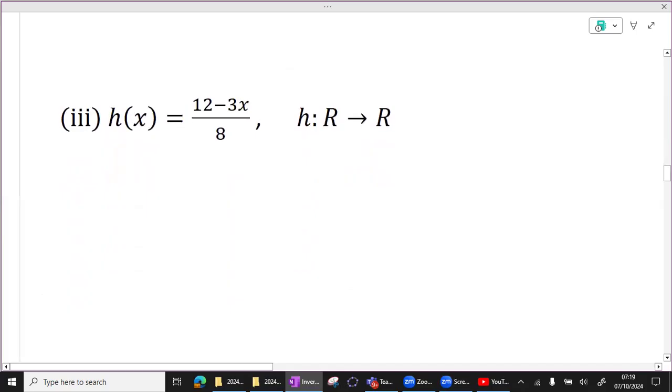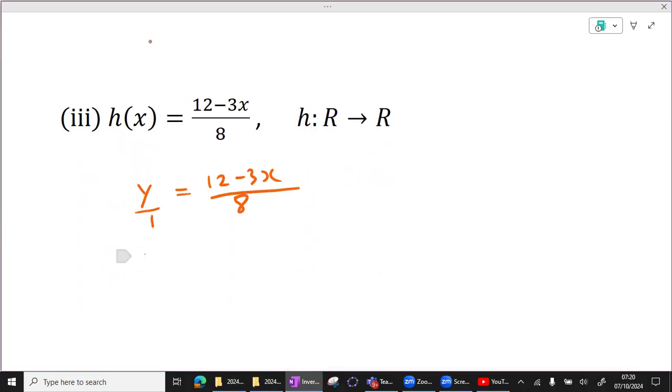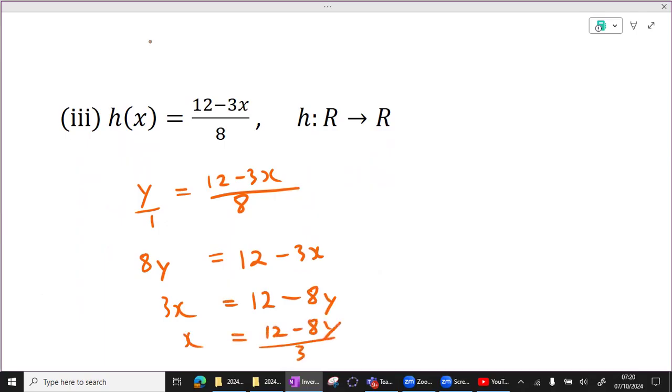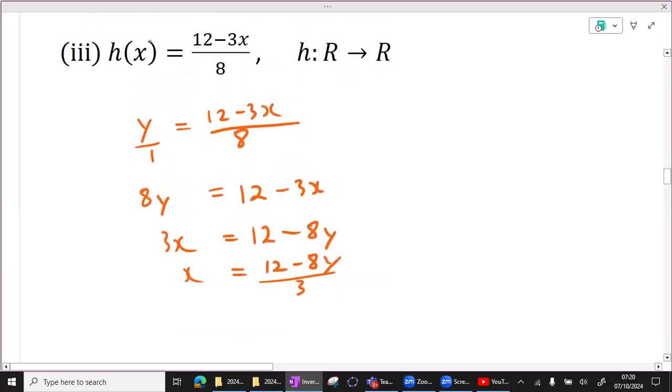Okay, we'll do another one here. So we change this to y. So the first thing we do is we change the symbol to y. We're then going to get x on its own as if we were solving. So I end up with y, 8 times y is equal to 12 minus 3x times 1, which is 12 minus 3x. I get x on its own, so I'm going to bring the 3x over, bring the 8y back. And then to get x on its own, we write all of this over 3.